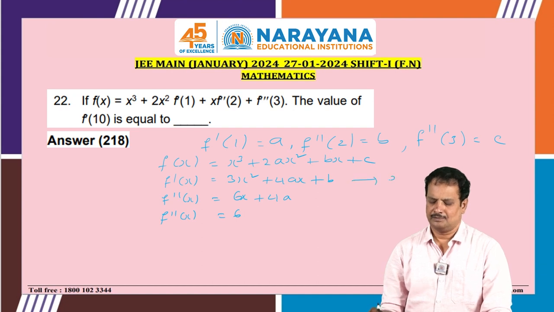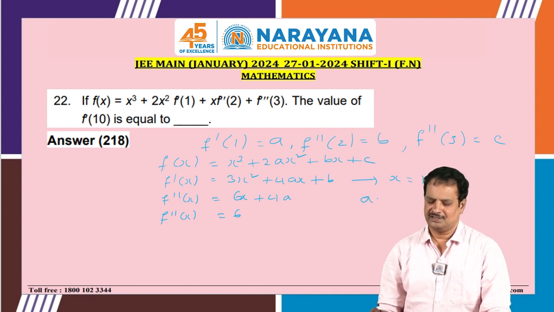Now in this one, put x equal to 1. Then f dash 1 you will get. What is that value? F dash 1 is 3 plus 4a plus b.